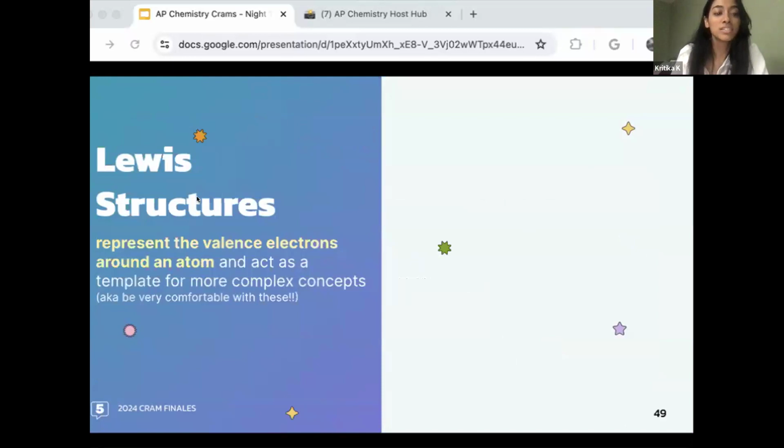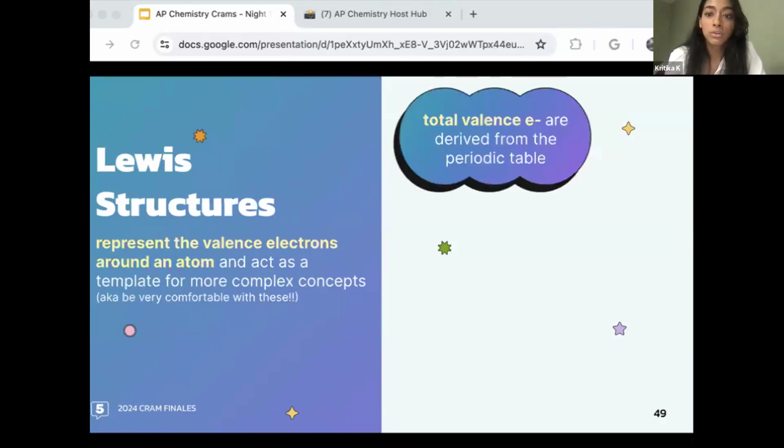We use Lewis structures to represent the valence electrons around an atom, and they also act as a template for more complex concepts. So what you take away from that is that you should be really comfortable with these. Even beyond AP chemistry, for example in organic chemistry, you are using Lewis structures all the time. Their total valence electrons are derived from the periodic table.